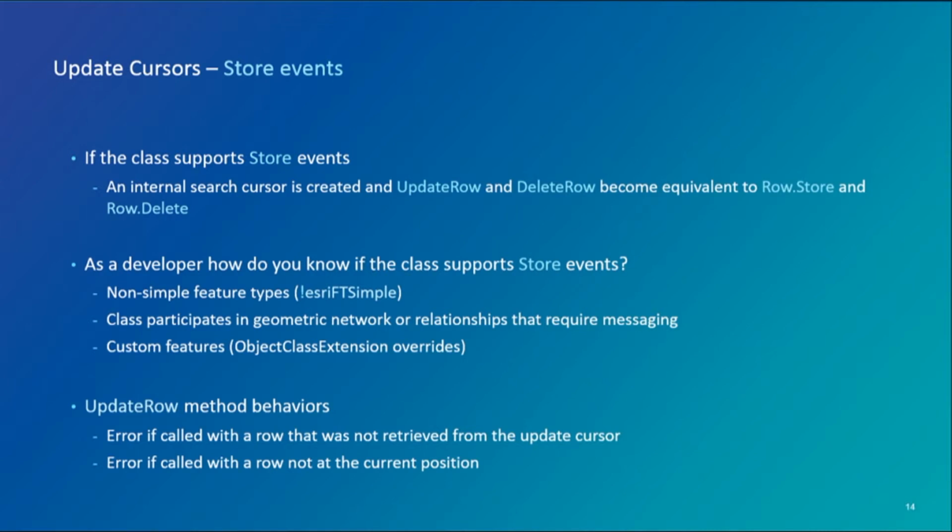So you can think of things that participate in geometric networks or relationship classes that require forward messaging, like composite relationship classes. These are things that rely on these events, the store events, to trigger additional behavior. And if we bypass those, we'd be breaking those contracts. So the classes say they require store, and the geodatabase will help you correct that. Even if you open an update cursor, internally we'll turn that into a search cursor for you.